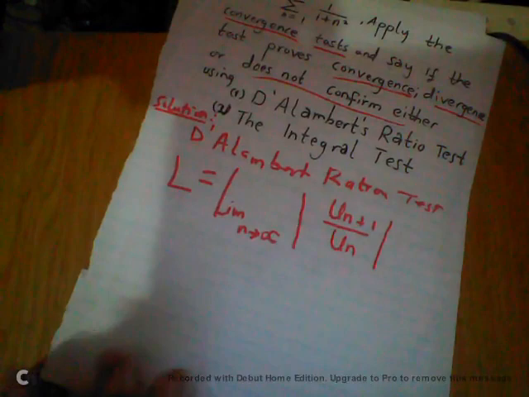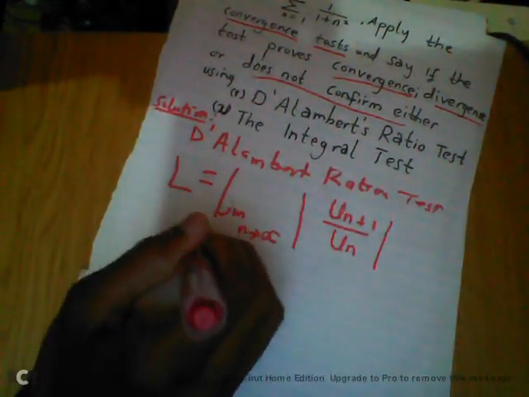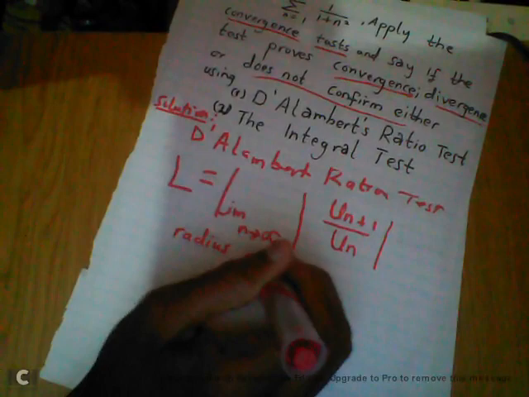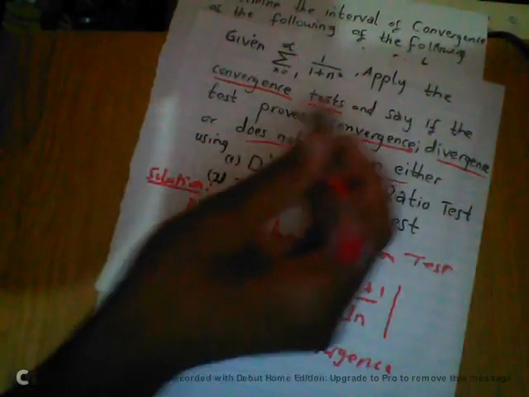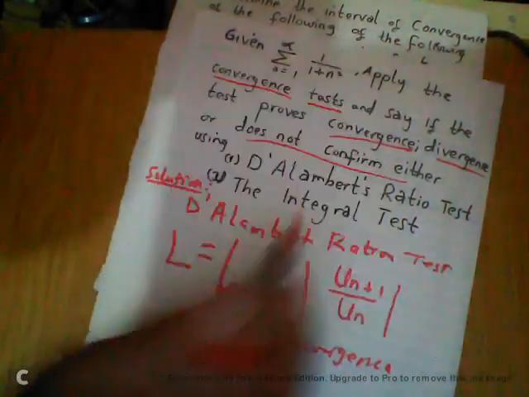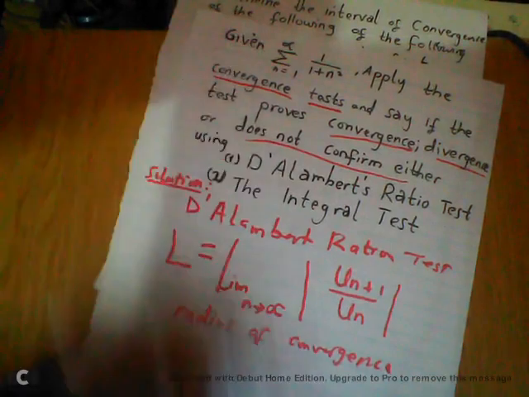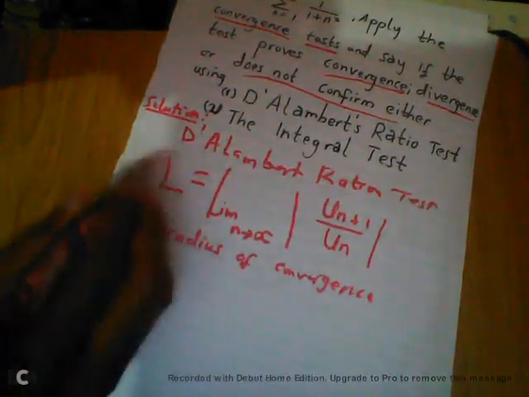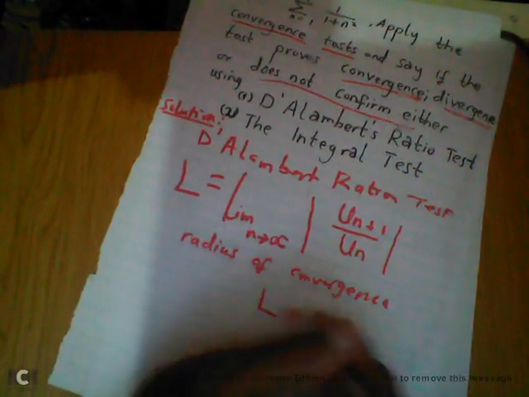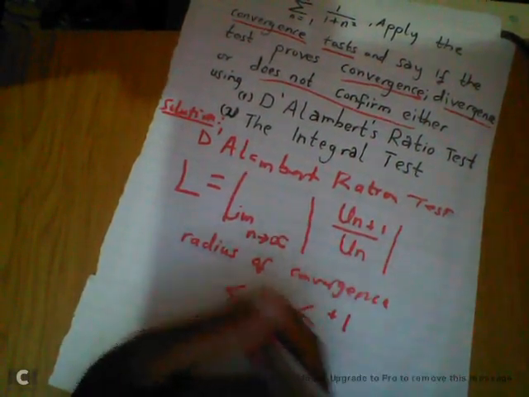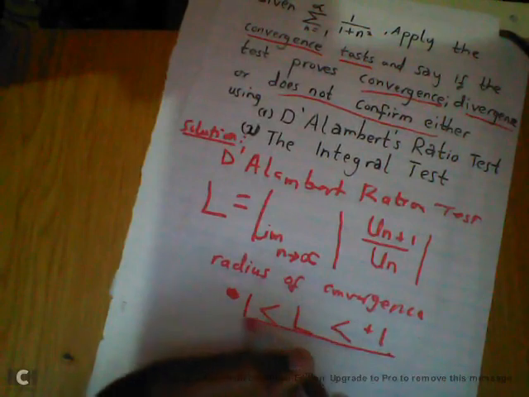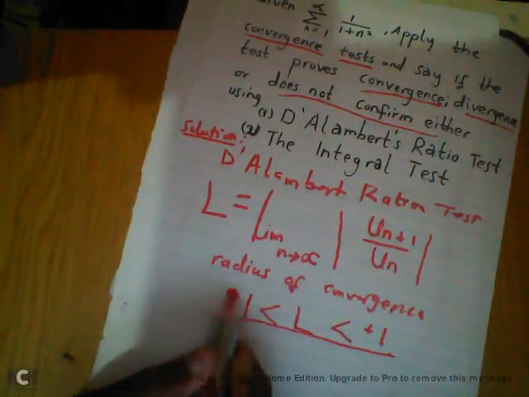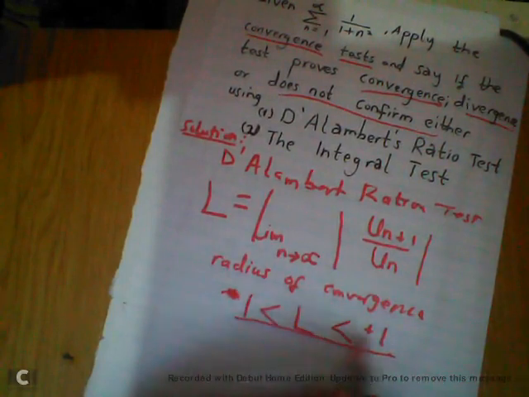For convergence, the radius of convergence: if the summation of terms given is to converge, whatever you get for this L has to be between negative 1 and positive 1 for this summation to converge. So for convergence, it's always between negative 1 and positive 1.